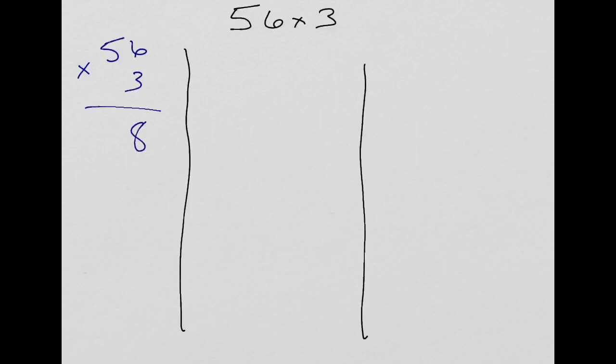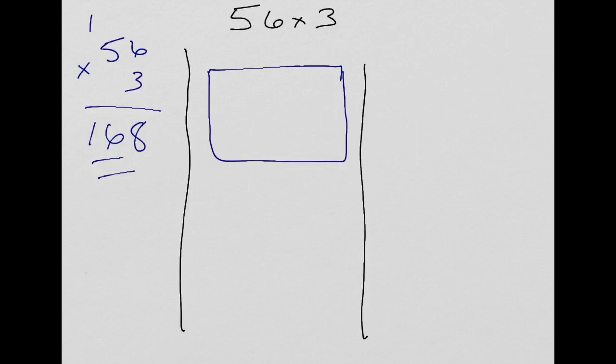6 times 3, 18. Carry the group of 10. 3 times 5 is 15 plus 1 is 168. And then I'm going to pick one of the other two methods. I'll go ahead and do the box with the partial products, the partial product rectangle method here.